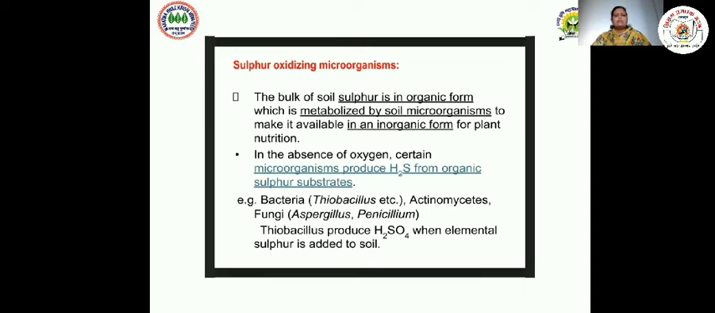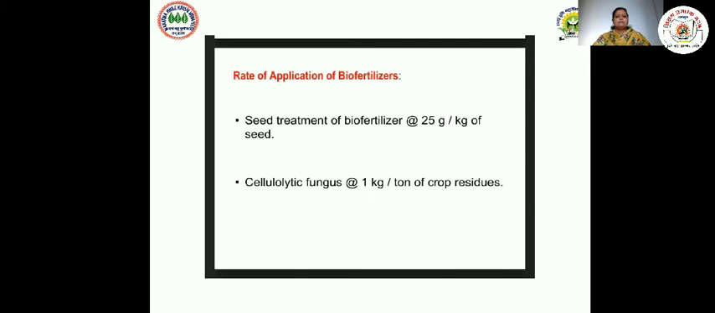In the absence of oxygen, certain microorganism produces H2S from organic sulfur substrates. Examples are bacteria Thiobacillus species, actinomycetes, fungi Aspergillus, Penicillium. Thiobacillus produces H2SO4 when elemental sulfur is added to the soil.